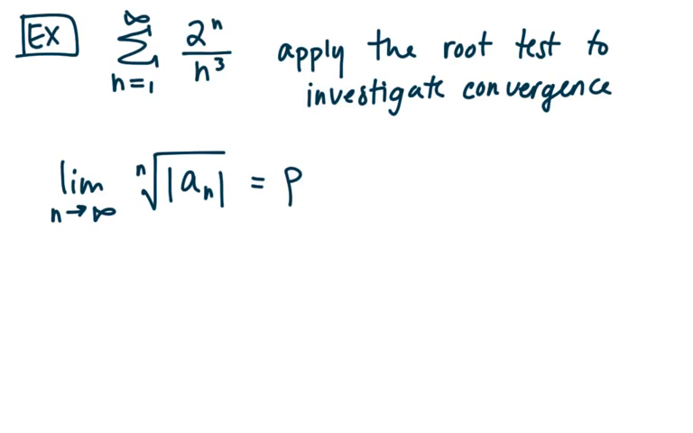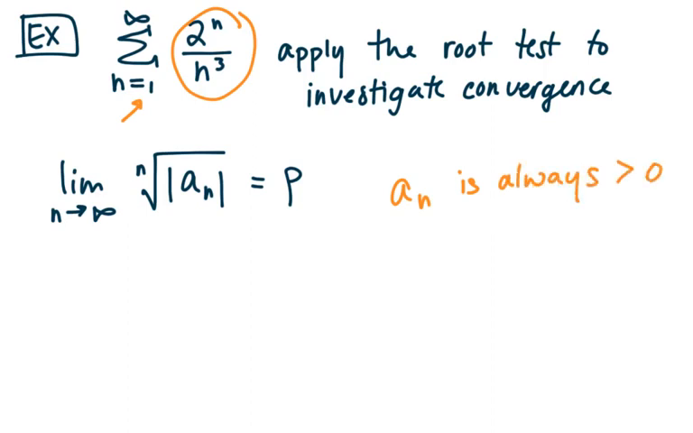So my nth term is 2 to the n over n cubed. And my n values are positive, so this is always going to be positive. We can leave our absolute value bars out in this situation because a sub n is always greater than 0.